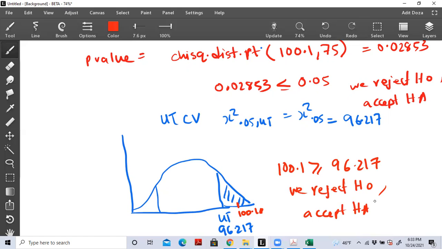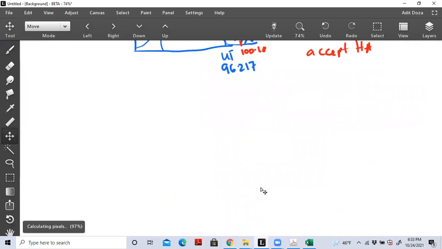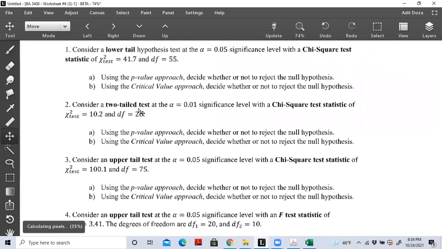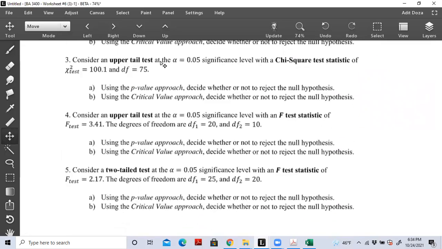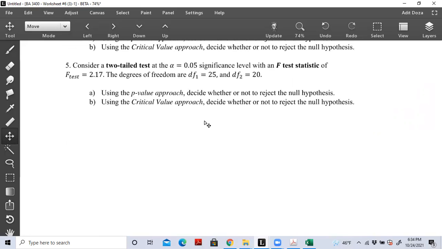So I think we have covered worksheet 6. Maybe we only have one question left on worksheet 6, right? Question number 5. Let me open the worksheet 5. Yeah, we just had one question left. So yeah, you can help me with this.